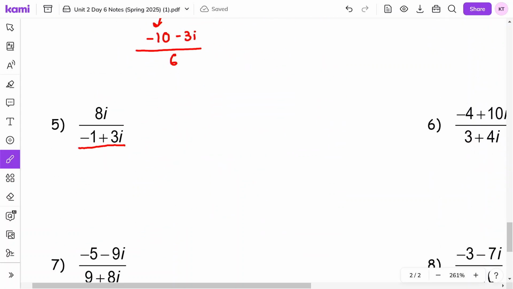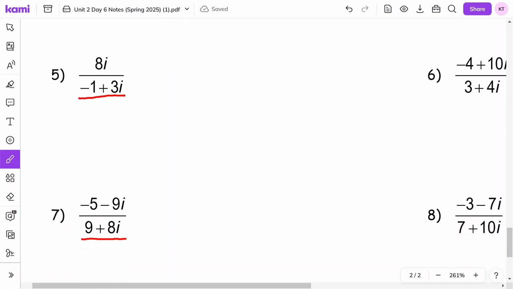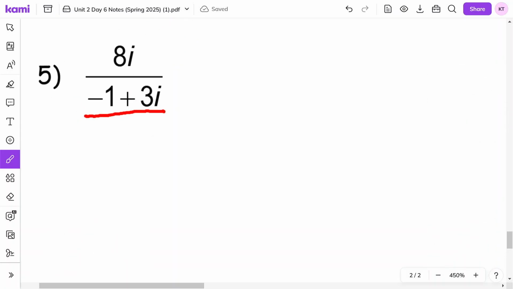So then, we are now going to look at numbers 5 and 7, where in these ones, we have two terms in our denominator. So this is where we change things up. Instead of multiplying by just i, we're going to multiply by our conjugate in the numerator and our denominator. So our conjugate of negative 1 plus 3i would just be negative 1 minus 3i. We're flipping this sign, changing that to its opposite sign right there. So negative 1 minus 3i.